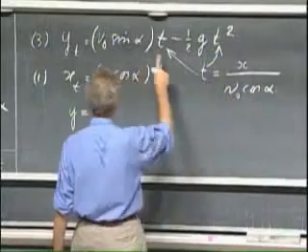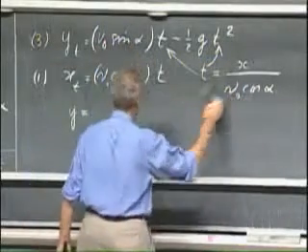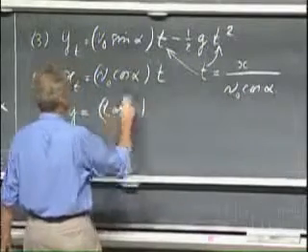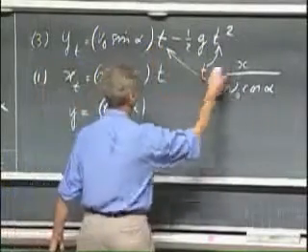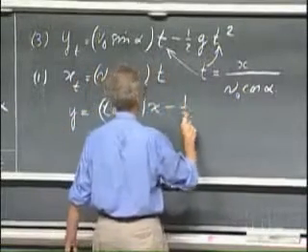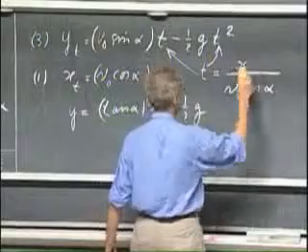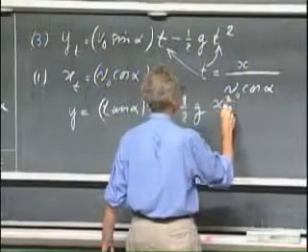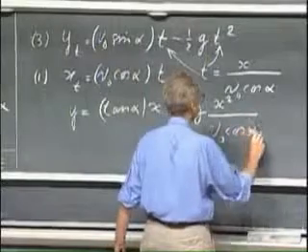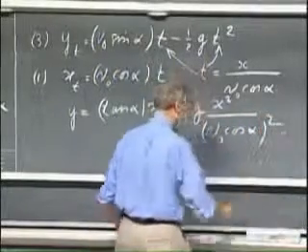That cancels. There's a sine alpha here, and a cosine alpha there. That makes it the tangent of alpha. And then I have here an x. Then I get minus 1/2 g times this squared, x squared divided by v0 cosine alpha squared.